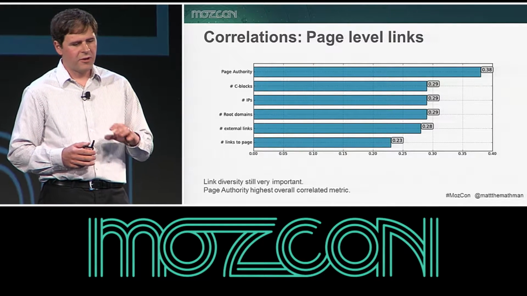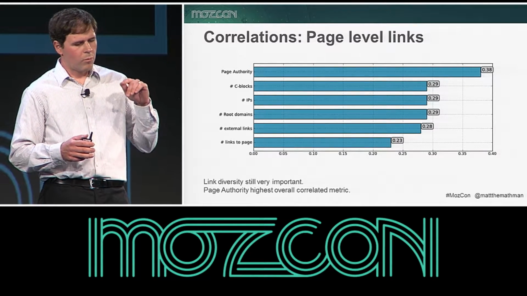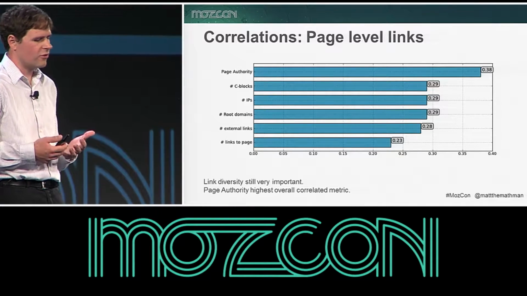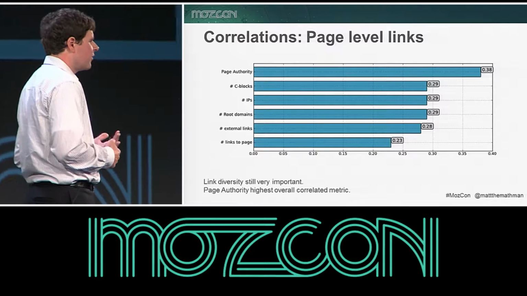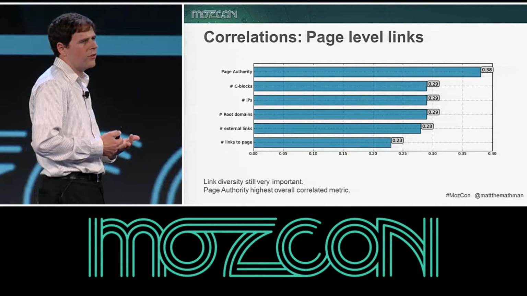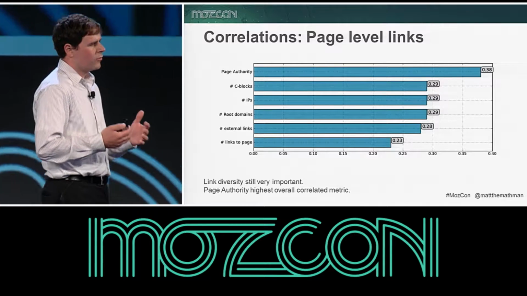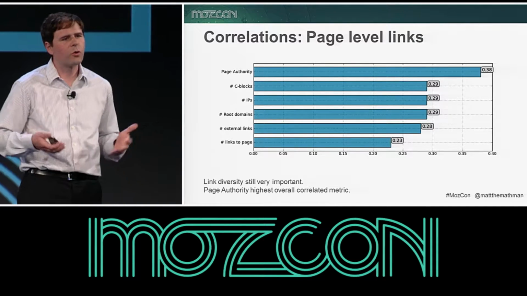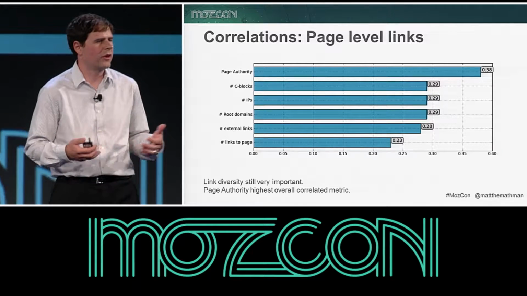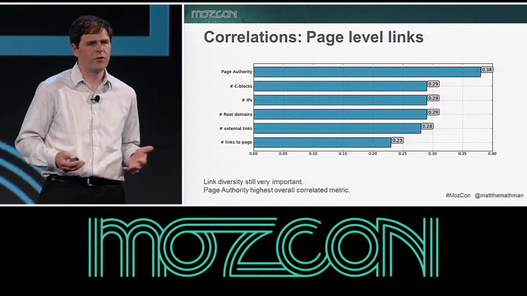I'll talk about page authority in a second, but moving on, after page authority we see that the next highest correlations are things like the number of linking C blocks, the number of IP addresses, the number of root domains. These are all link factors that measure the diversity of the sources that links are coming from. And so it appears as though Google is favoring links from a wide variety of different places.